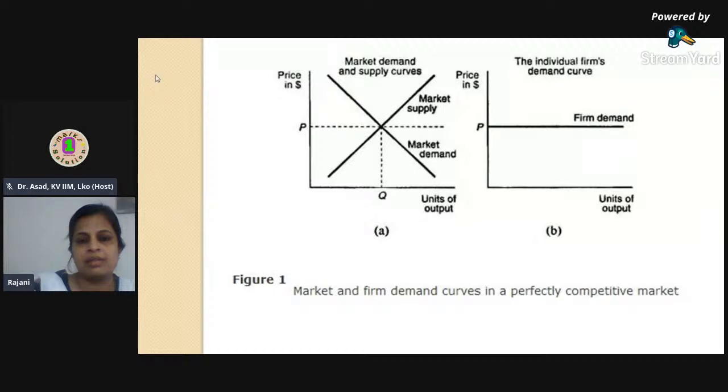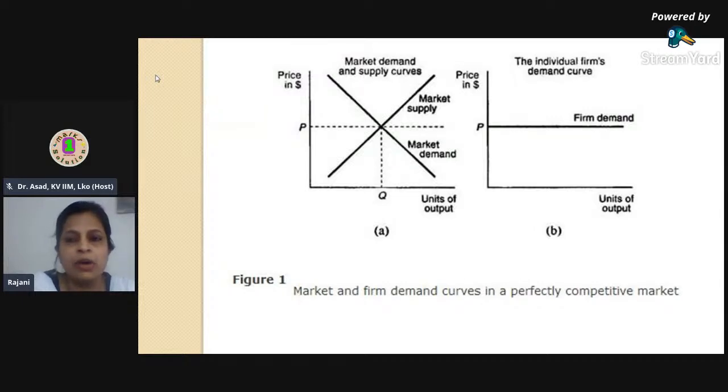So this is the demand curve faced in perfect competition. There are a large number of firms in the market, a large number of sellers and a large number of buyers, and each firm has no role. So you can see a firm is a price taker in the perfect competitive market because there is no role for an individual firm. Whatever the market decides, it should be followed by the industry.